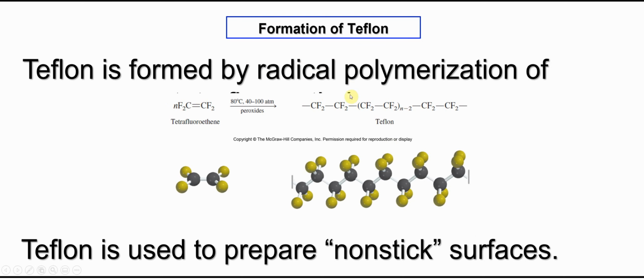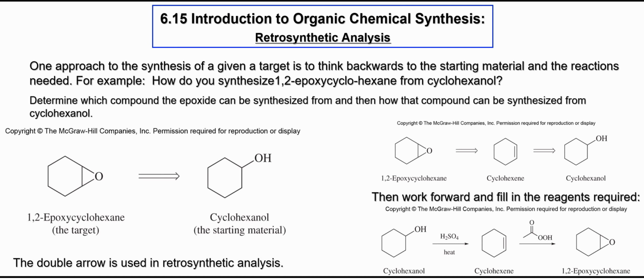Another commonly known reaction is Teflon formation. Your Teflon is formed by radical polymerization of tetrafluoroethane. You have your ethane, and four of the hydrogens are replaced by four fluorines. This Teflon is normally known as a non-sticky surface. So coated onto a surface, it gives you a very non-sticky surface.